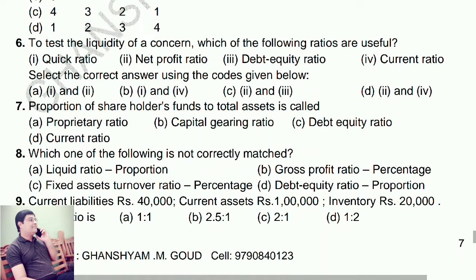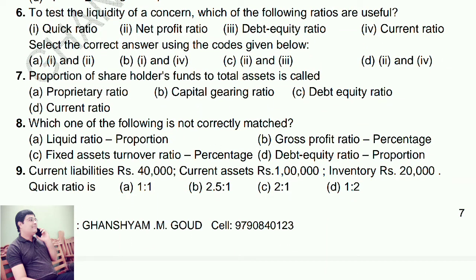Next question. Question number 6. To test the liquidity of a concern, which of the following ratios are useful? Answer is B, 1 and 4. So we have to select the correct answer using the code given below. Quick ratio and current ratio come under liquidity ratio.